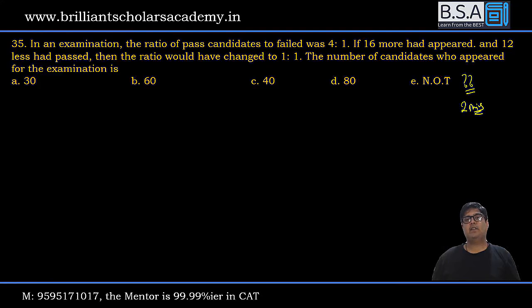In an examination, the ratio of pass candidates to fail was 4:1. If 16 more had appeared and 12 less had passed, the ratio would have changed to 1:1. The number of candidates who appeared in the examination is? When a question has this kind of part, if, they are presenting you with some new information. And when they say number of candidates who appeared in the examination, they are not asking for this. They are asking for the original number. So solve.